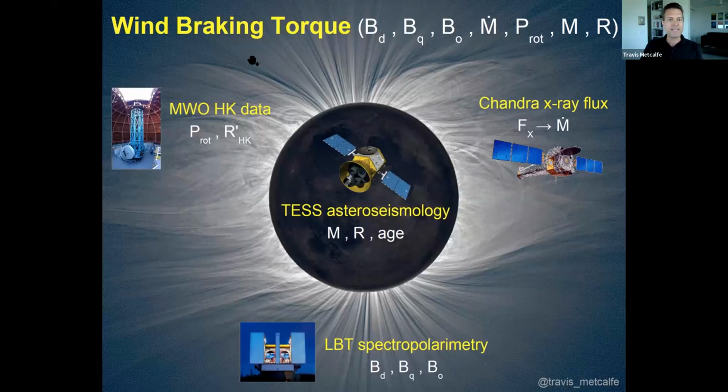We get the rotation period and the mean activity level from archival calcium H&K data from the Mount Wilson Observatory. We combine that with asteroseismology from TESS to get the global properties: the mass, the radius, and the age. We fold in X-ray measurements from Chandra, and also ROSAT, to quantify the X-ray flux for our targets, from which you can estimate the mass loss rates. I'll show that a little bit later. And then finally, ground-based spectropolarimetry from the Large Binocular Telescope to either measure or set limits on the strength of these various large-scale components of the magnetic field.